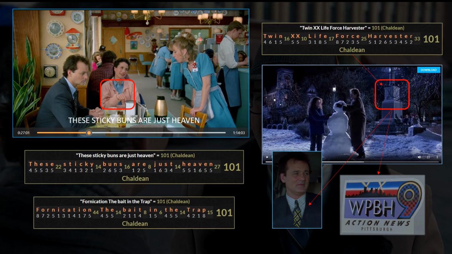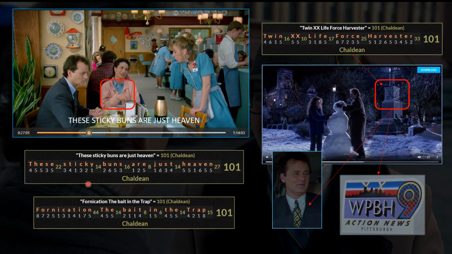So Phil takes Rita to the diner, and he's trying to explain to her that he's living out these days over and over again. Rita is not really paying attention, and she says to the waitress, "These sticky buns are just heaven." And as she's saying that, her finger is pointing directly down at her private area there.